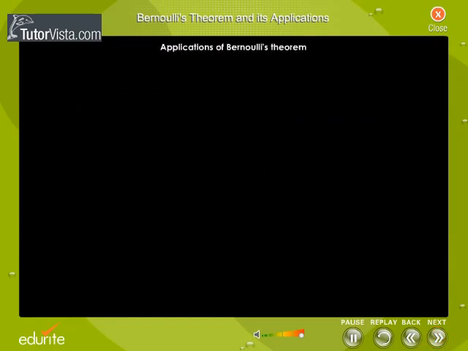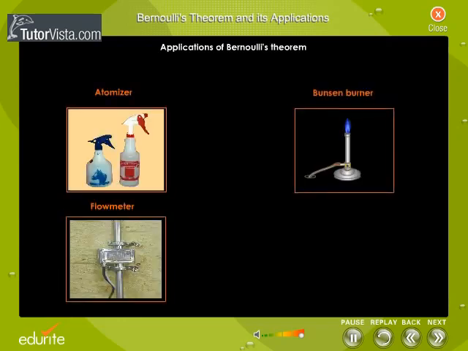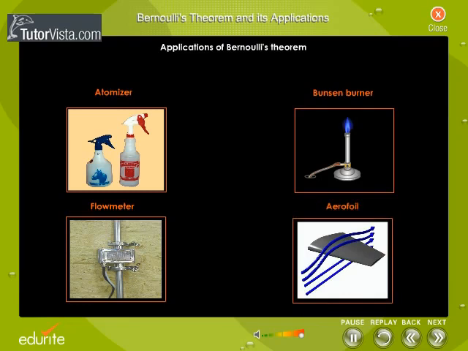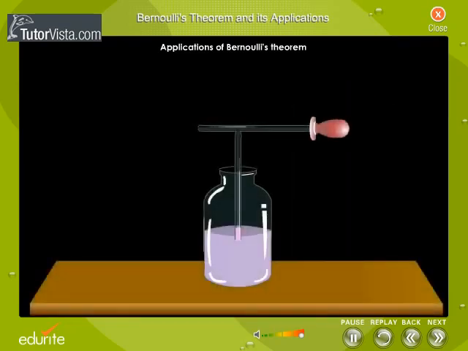Applications of Bernoulli's theorem. The principle underlying the working of atomizer, Bunsen burner, flow meter, and aerofoil is Bernoulli's principle. Atomizer is an instrument used for spraying perfumes and water. The experiment shown here gives the principle underlying the working of an atomizer. Displayed here is the arrangement used in an atomizer.